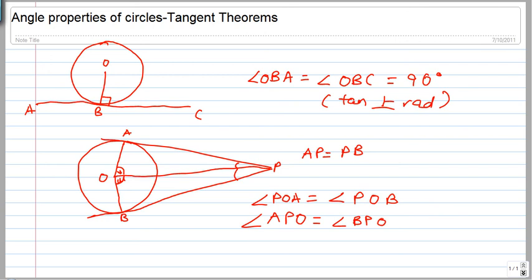So if we draw a line from the center of the circle to the external point, this line will bisect angle APB. And therefore APO is also equal to BPO. So APO is here, BPO is here. So these are the few things that you should remember in relation to the tangent theorem.